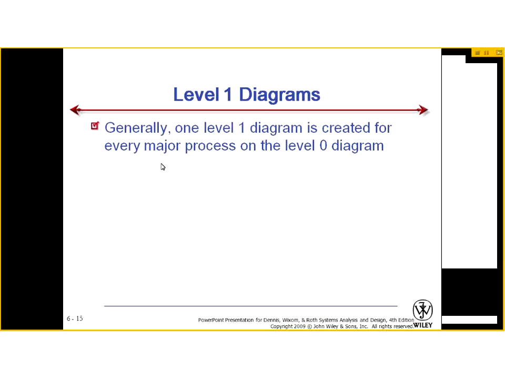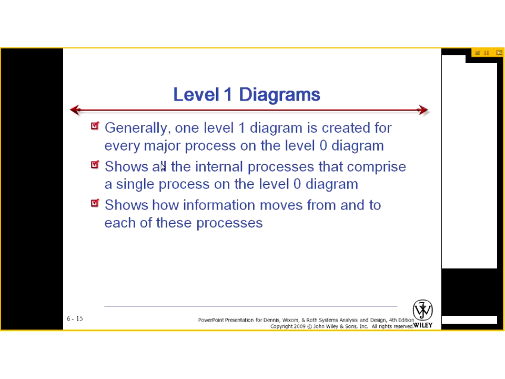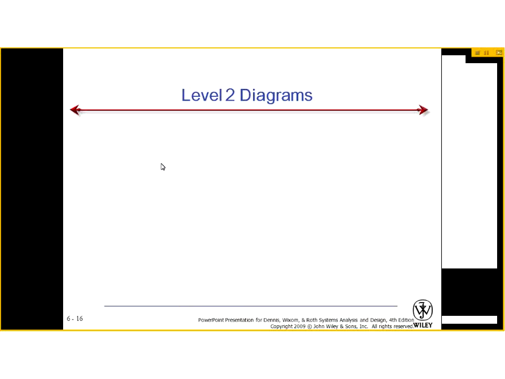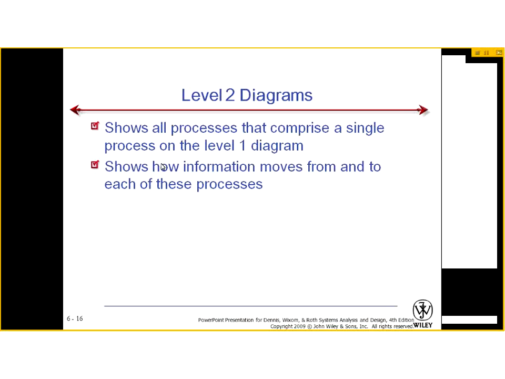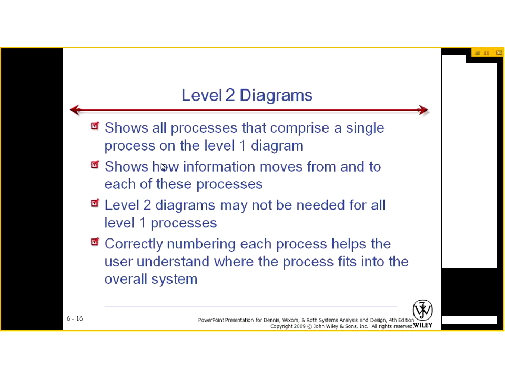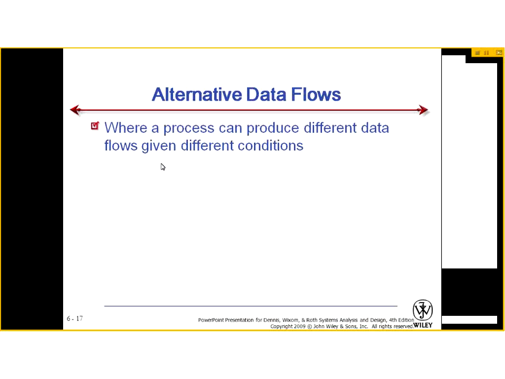At level 1, you further decompose your diagram and show all the internal processes that comprise that single process at level 0. So for every level 0 process, you make a separate level 1 diagram. Similarly at level 2, for every level 1 process, you make a separate level 2 diagram. And the correct numbering of each process is important because it helps the user understand where the process fits in the overall system.